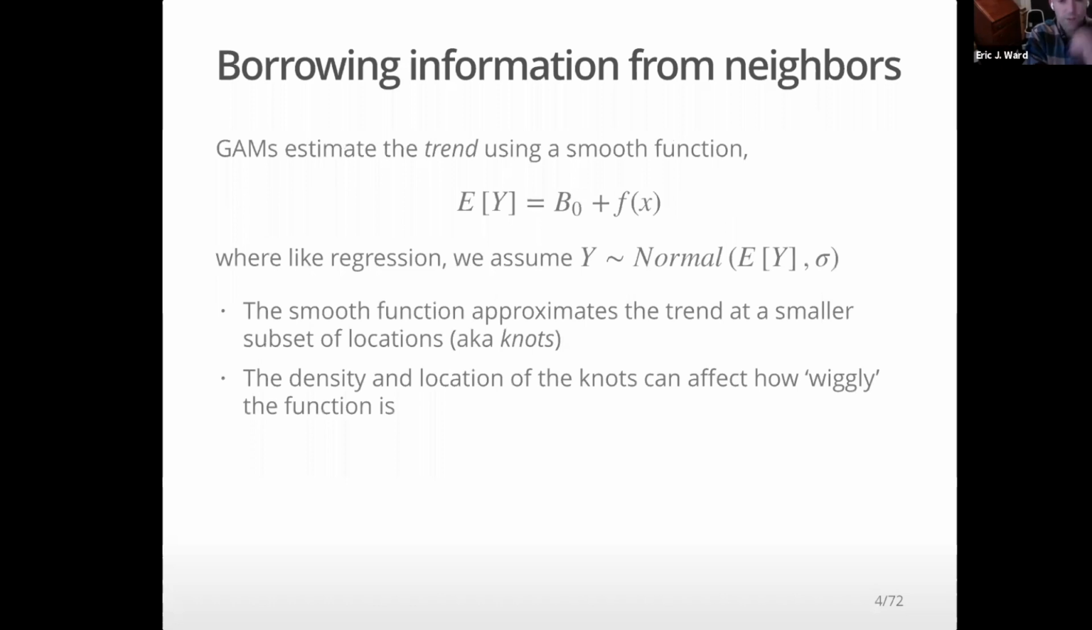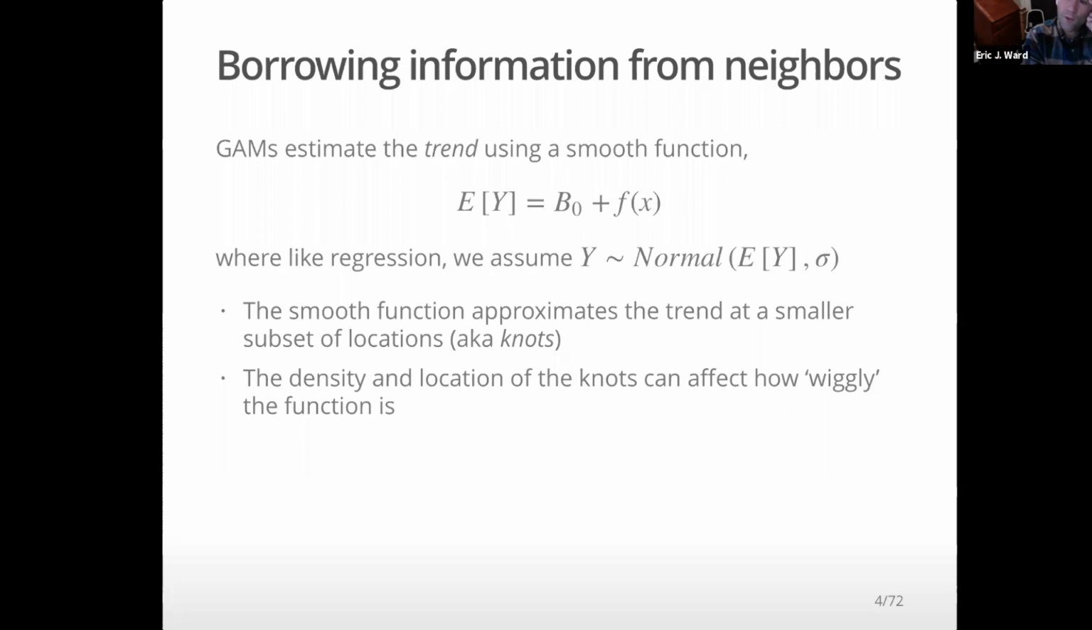But first, it's important to understand the guts of what's going on with the GAM. The GAM model can be written as a linear model where we have some intercept beta naught plus some smooth function represented by this f. And just like regression, we assume that the response is parametric, so in this case we can assume that observation or residual error is normally distributed.